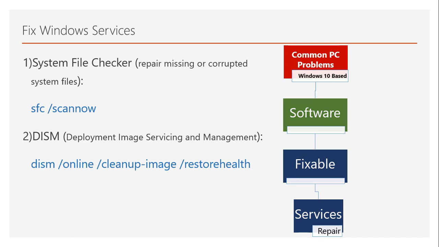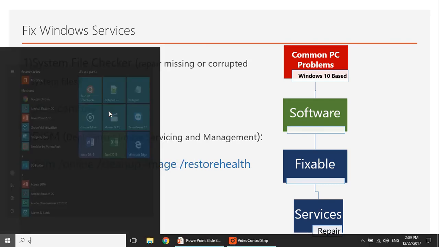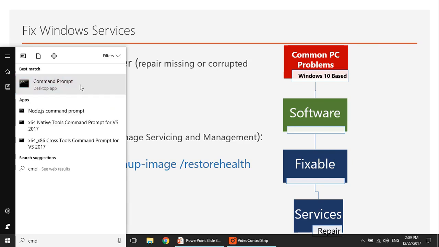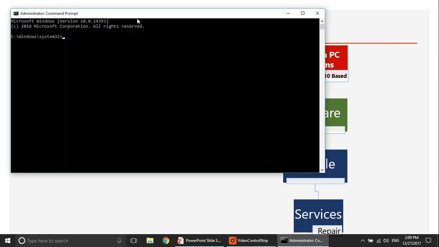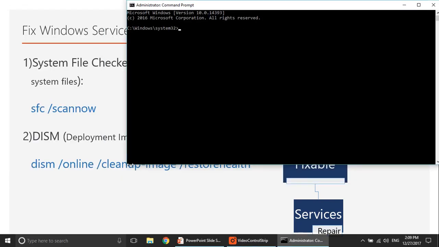To fix the Windows services, I'm suggesting you use two tools that Microsoft provides on all Windows, after Windows 7 actually. The first one is System File Checker. This is going to repair the missing or corrupted system files. Hit the start button, type CMD, right click on it, and run as administrator. It's going to ask for permission. Hit yes. I'm going to move this out of the way so you can see the commands.